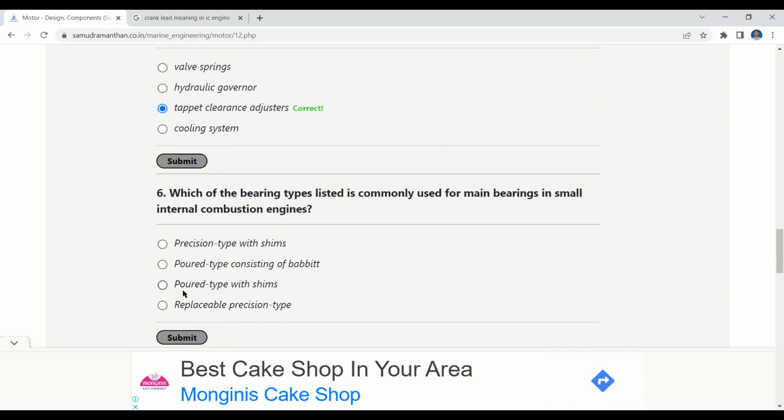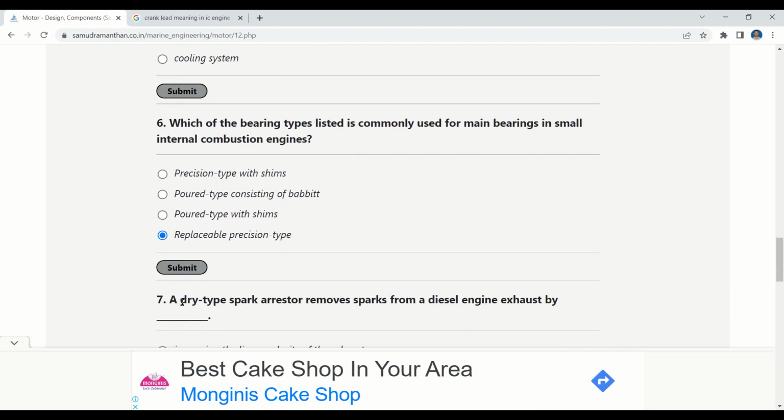adjuster. Which of the bearing types listed is commonly used for main bearings in small internal combustion engines? And the options are: precision type with seams, pod type consisting of babbitt, pod type with seams, replaceable precision type, and the correct option should be replaceable precision type.